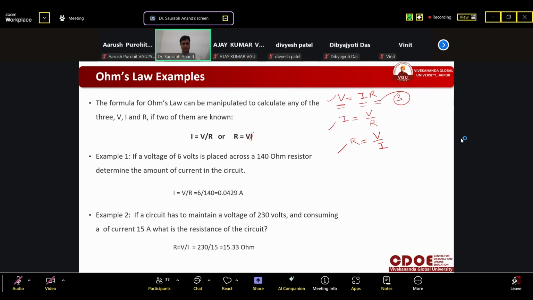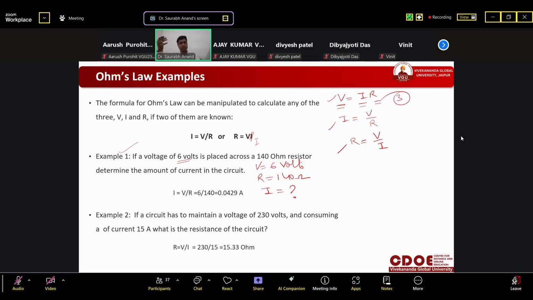It will be V upon I. Right? So you can calculate some values. This is the first example. If a voltage of 6 volts is placed across a 140 ohm resistance, determine the amount of current. Whenever you calculate, you write the given values first. So you write V is equal to 6 volts, and R is equal to 140 ohms. I is needed to be found.